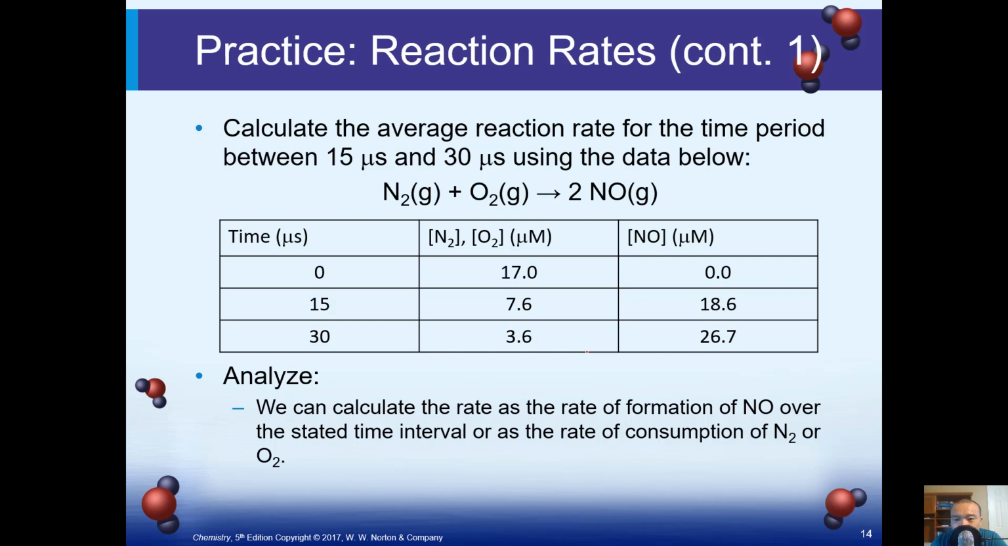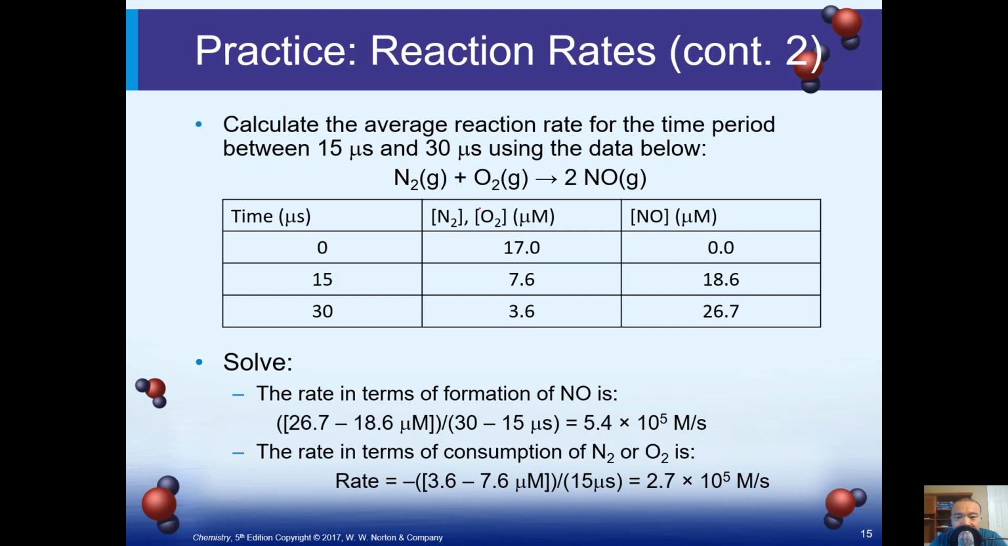Using the data from the table, we can calculate the rate either as the rate of formation of nitrogen monoxide over the stated time interval, or as the rate of consumption of nitrogen or oxygen. Reaction rate is defined as the change in concentration over time multiplied by the inverse of the chemical coefficient. We can do the calculation of the reaction rate based on the formation of nitrogen oxide.